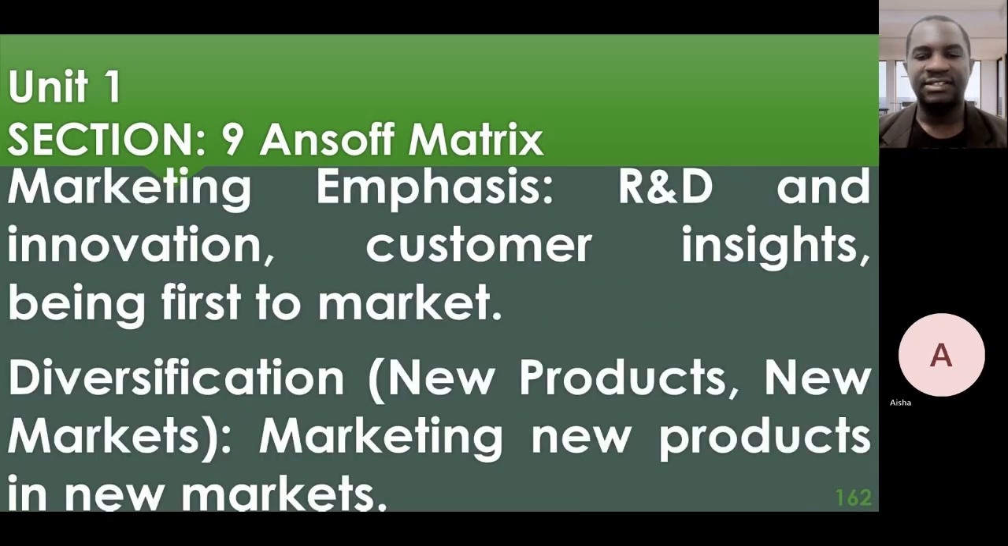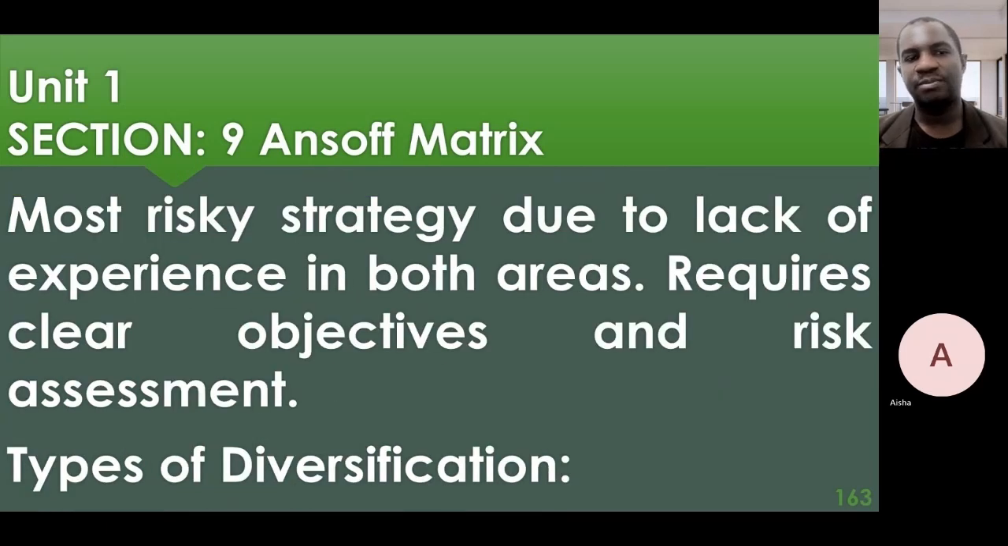And the last one is diversification. You are taking your new products to new markets. You are marketing new products in a new market, and that's what diversification speaks to. This is the most risky among the four quadrants due to lack of experience in both areas. So it requires clear planning, clear objectives, clear aims, and risk assessment to be able to diversify.